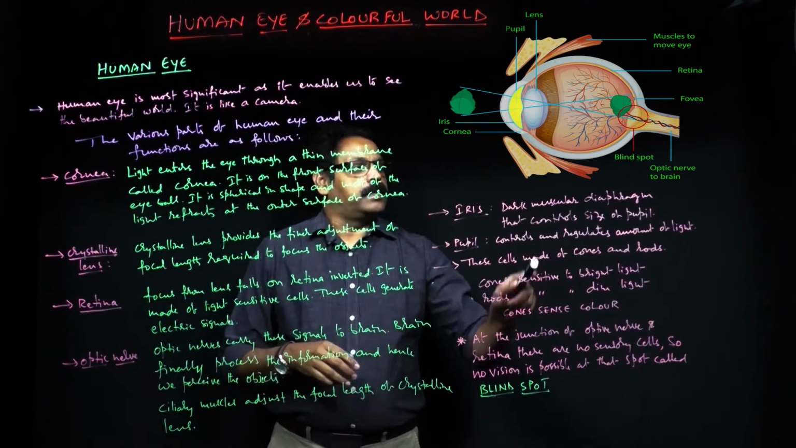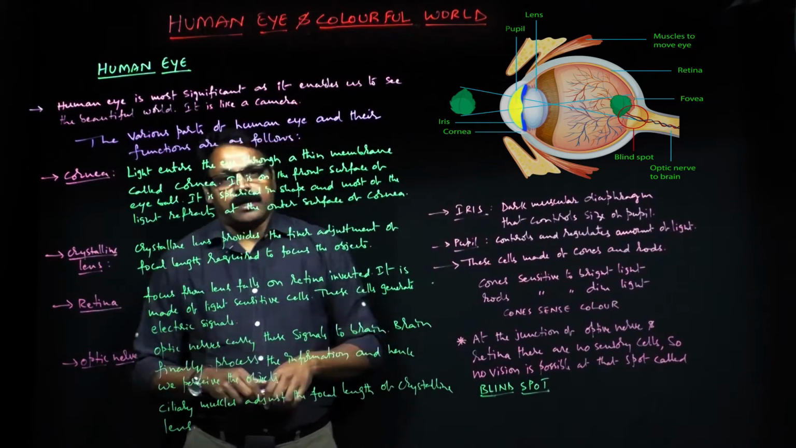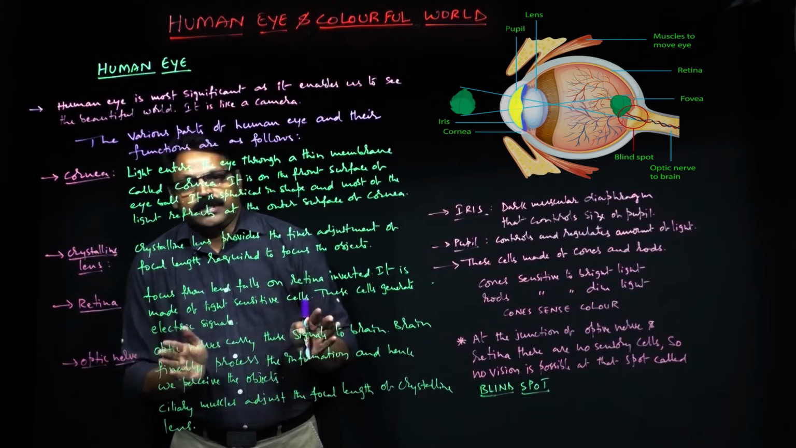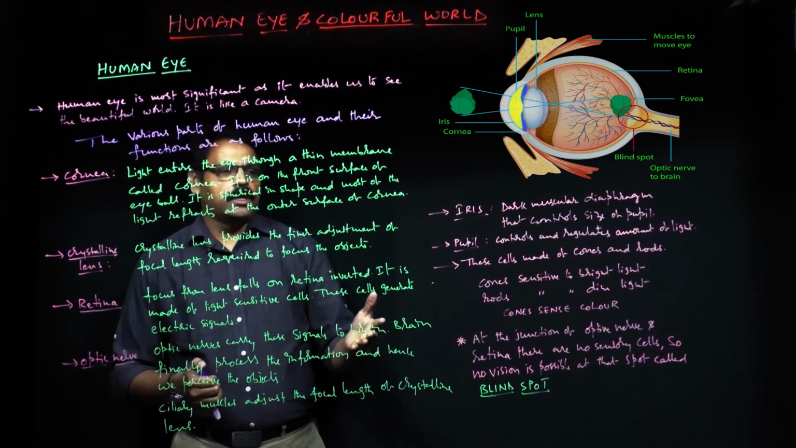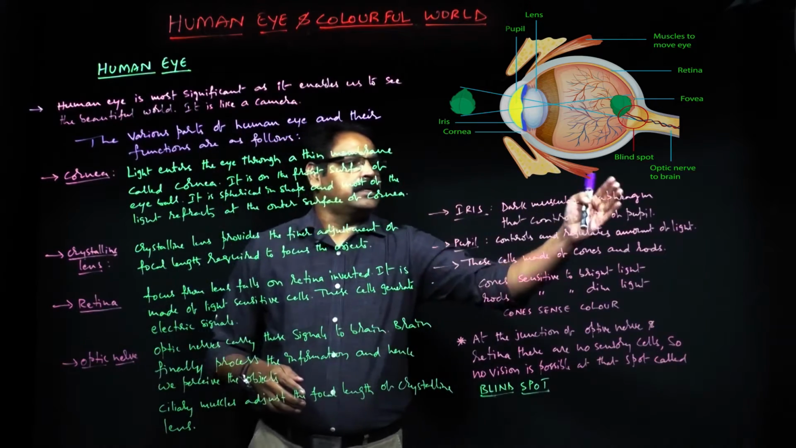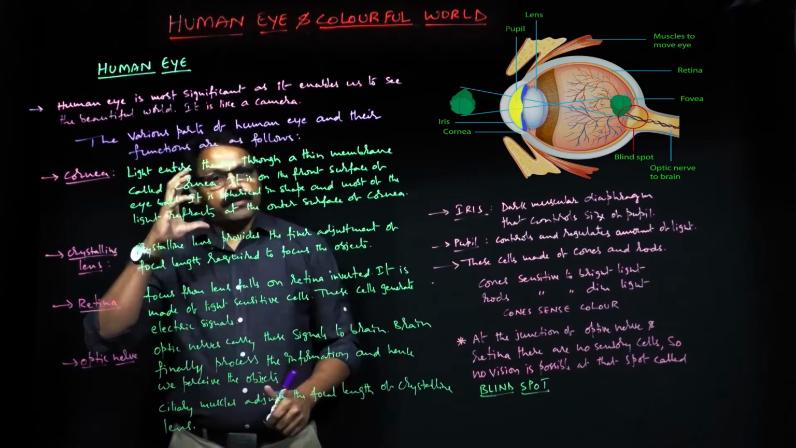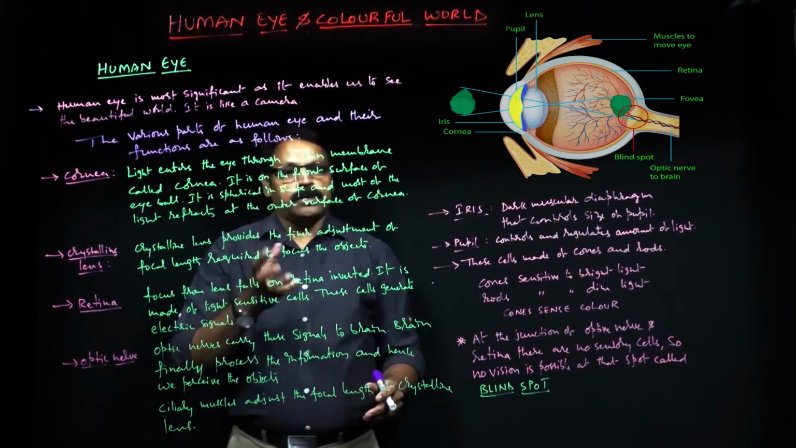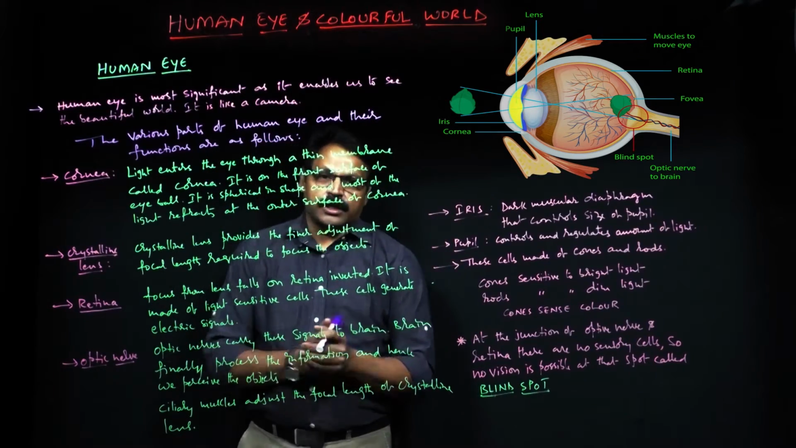The size of the pupil is controlled by the iris, and no two human beings will have a similar iris. That is the reason in Aadhaar cards and all we are using this iris mechanism. It is a dark muscular diaphragm that controls the size of the pupil. When the size of the pupil is controlled, obviously the amount of light that enters also gets controlled.